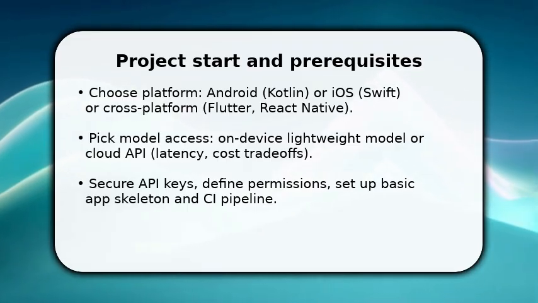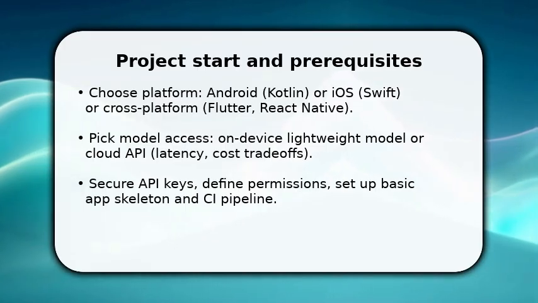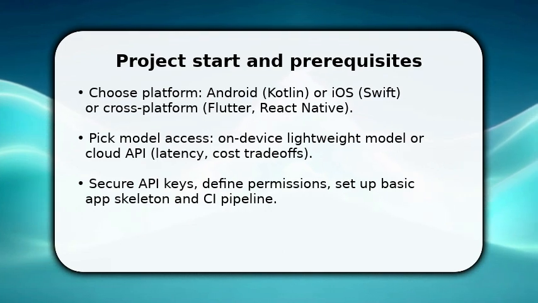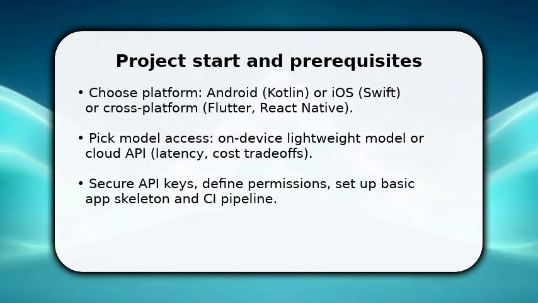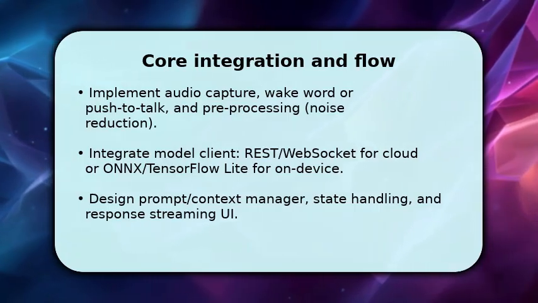Make sure to create API keys, set permission scopes, and scaffold a minimal app with networking and audio I/O. From here, wire a simple request flow so you can iterate quickly. Once the app skeleton is ready, implement the core interaction loop.